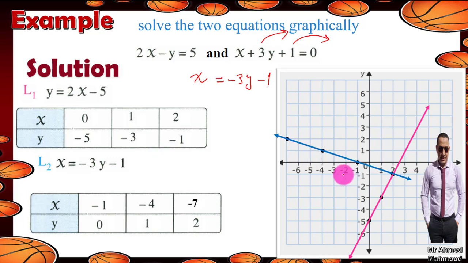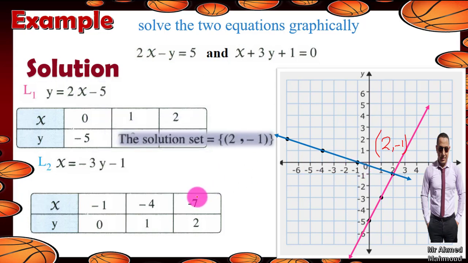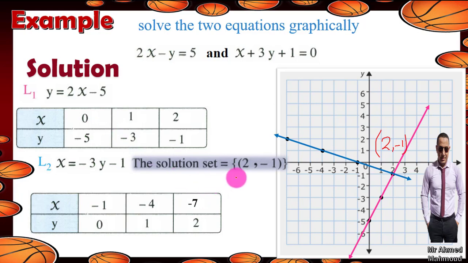We get now the two straight lines intersect at this point, 2 and negative 1. Then this is the solution of the equation. Again, the solution of the equation means the point of intersection between the two straight lines. Finally, the intersection point is 2 and negative 1 like this. So I'm going to put this ordered pair inside a set, the solution set. Then the solution set equals the set which includes the ordered pair 2 and negative 1.